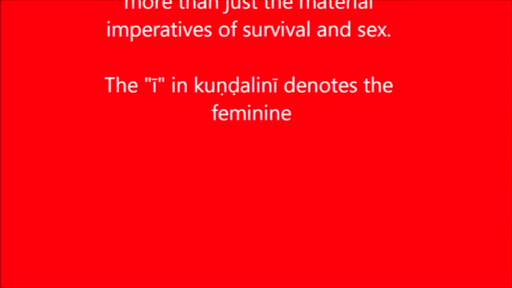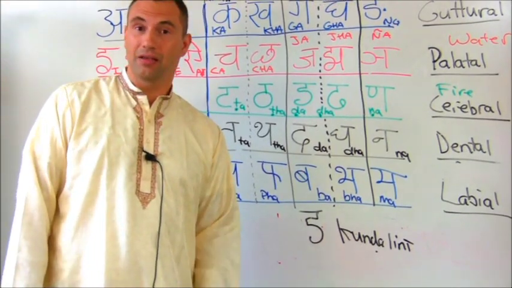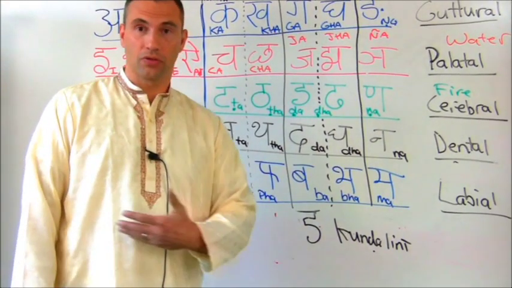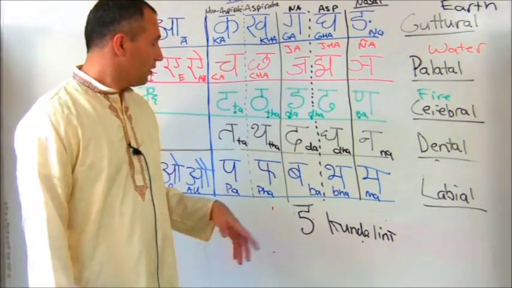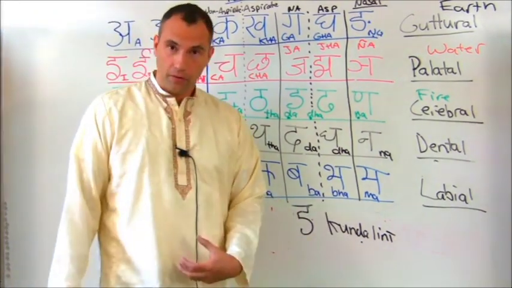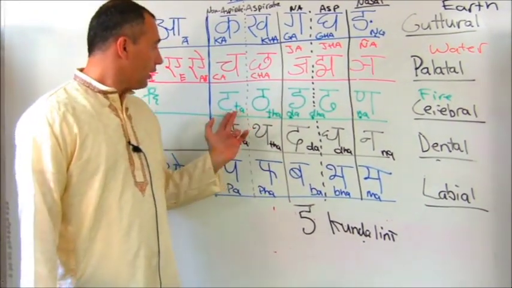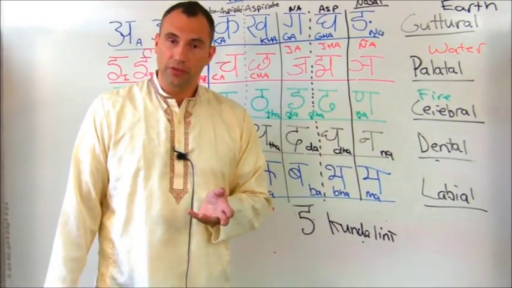Remember, E is the feminine Shakti. It is the feminine power. It's not Kundalini. She's not leaning. In fact, if she's leaning, you're in trouble, because now she's going to go into your liver or somewhere you don't want her to go. So Kundalini is the fire in the body, and the cerebral line represents this fire.